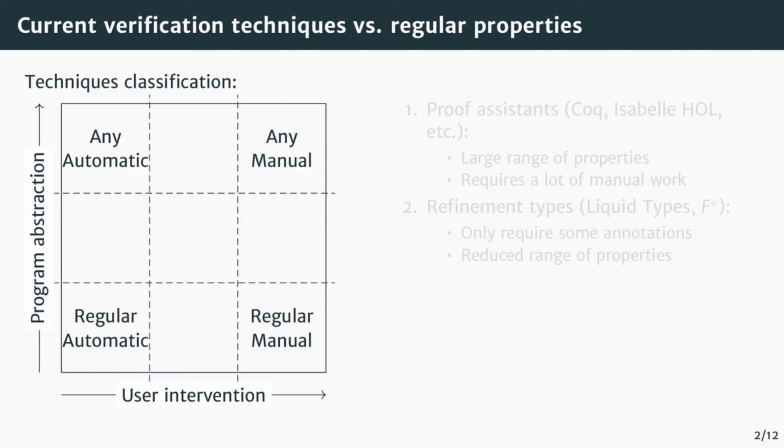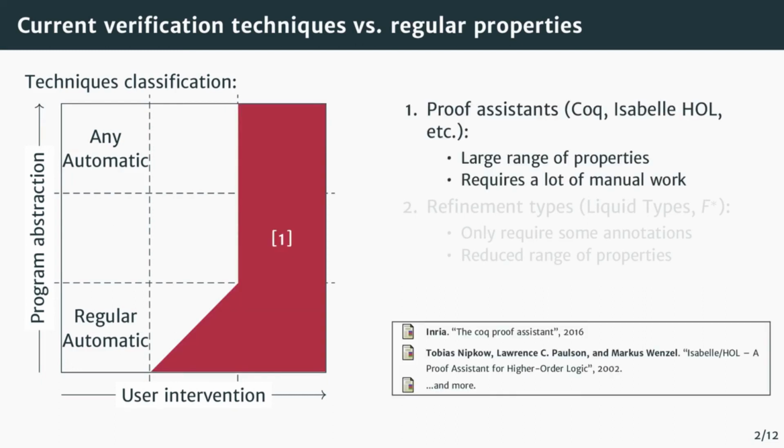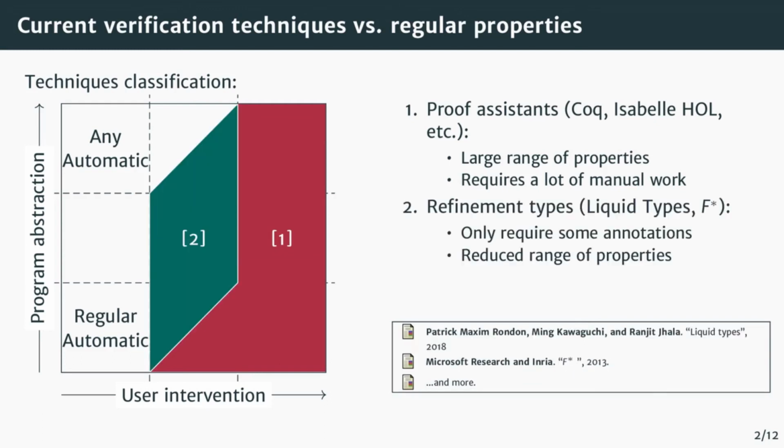From left to right, we measure how much a user is active during the verification. On the left, we have fully automated techniques, and on the right, manual techniques. Proof assistants such as Coq or Isabelle/HOL can be placed in this region. They can verify a large range of properties, but require a lot of manual work. Refinement type inference techniques, which can be seen in Liquid Types or F-star, require less manual work. The user only needs to give some hints, usually as program type annotations. However, the range of verifiable properties is reduced.